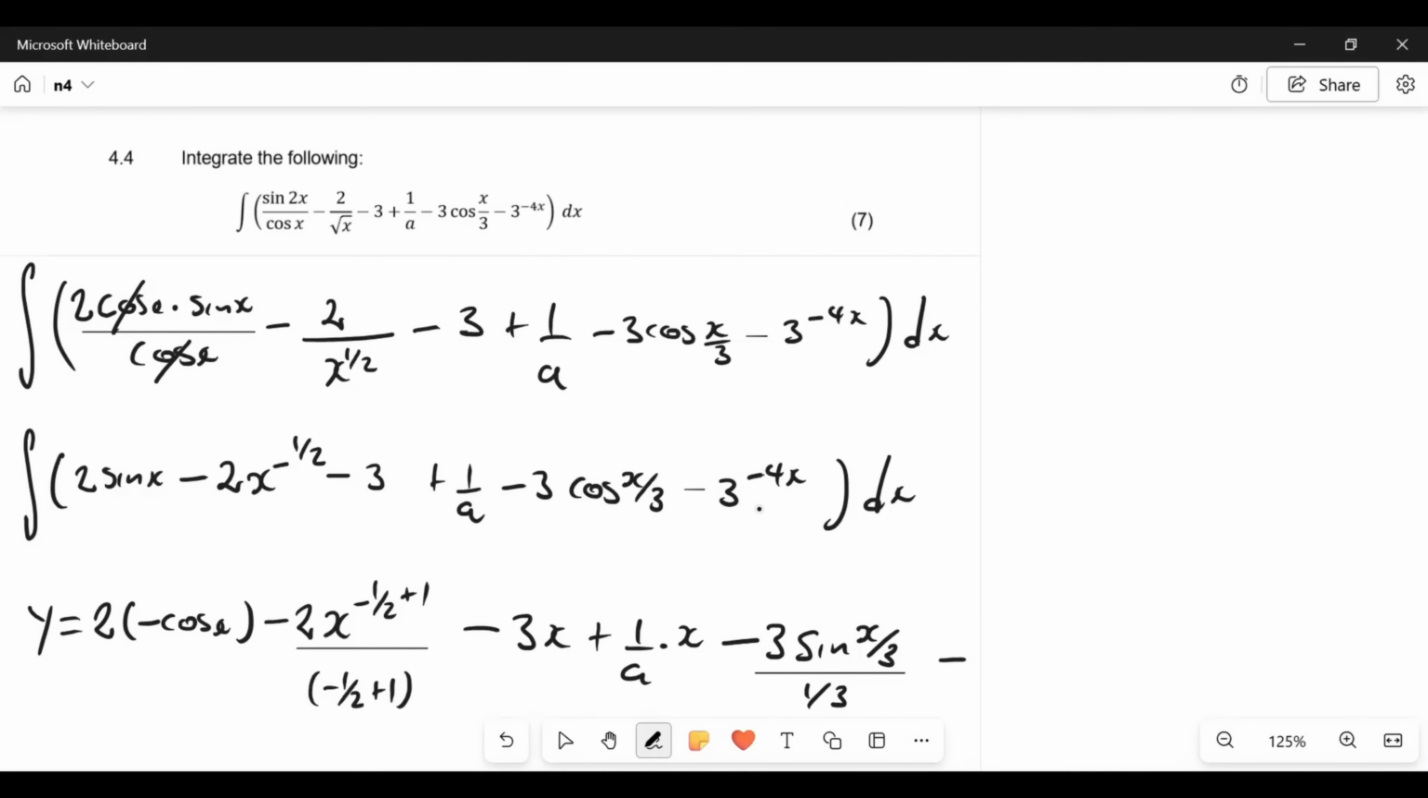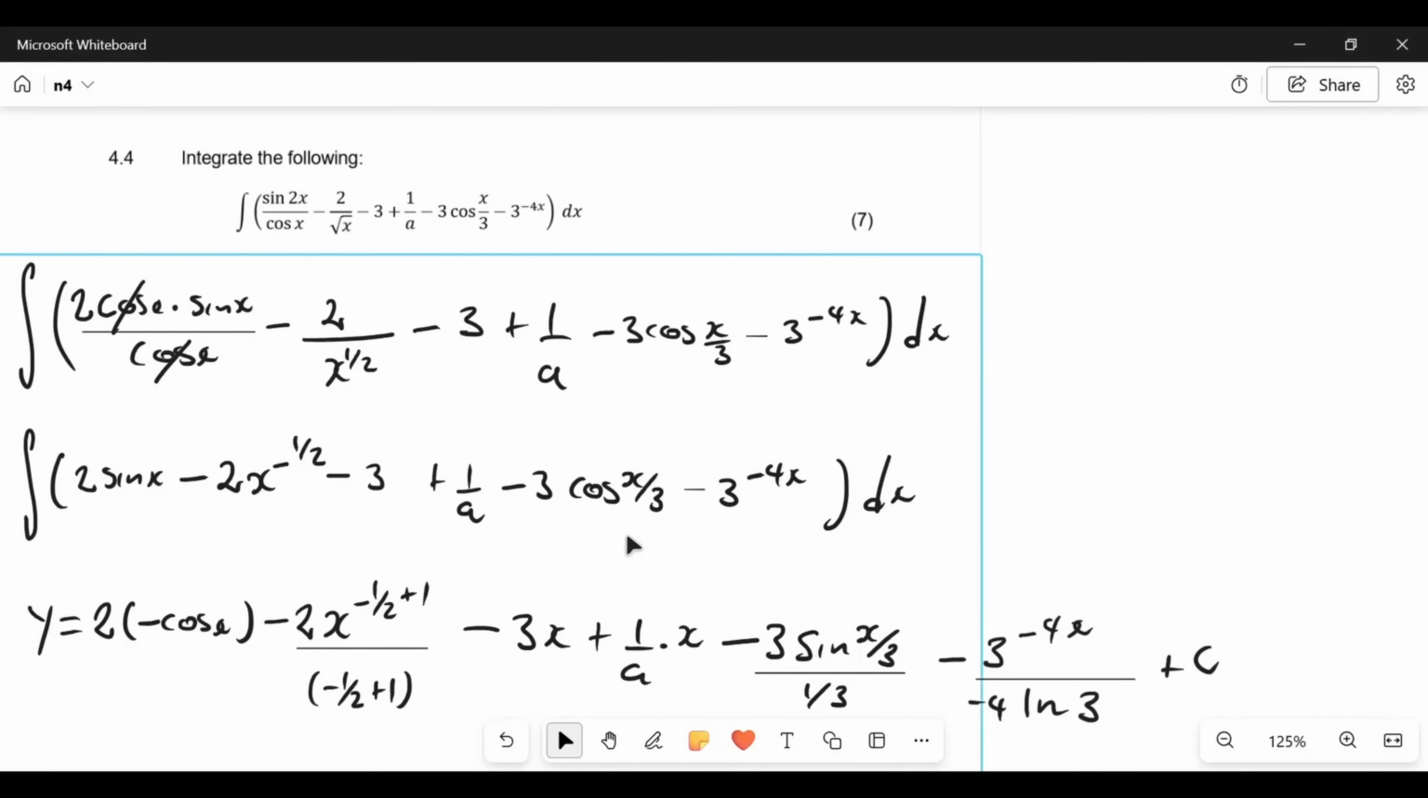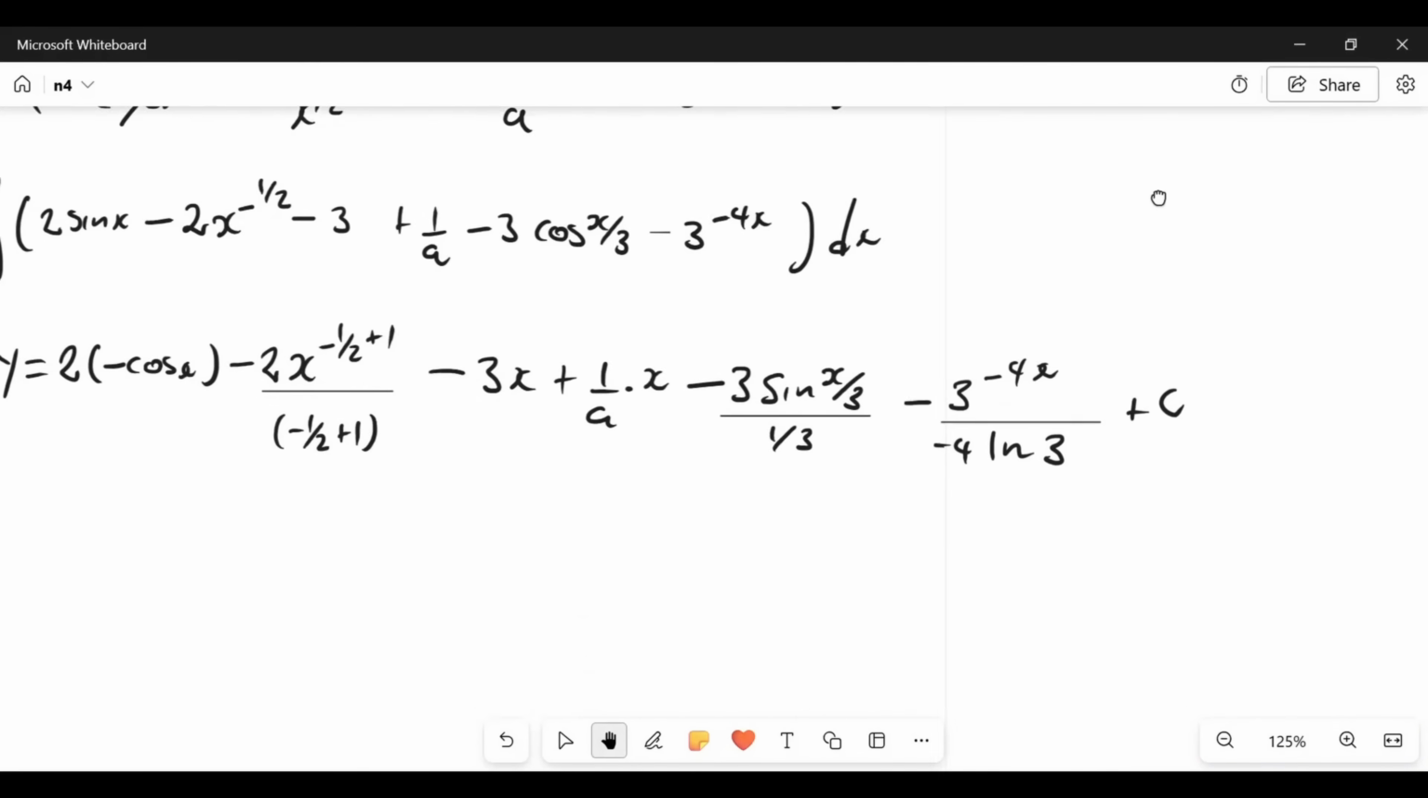So the last term here, guys, is exponential. Now, first of all, we're going to write 3 to the power of negative 4x. And then we have to divide by the coefficient there, which is going to be negative 4. And then ln 3 plus c. So this here, guys, is the integral of all these terms here. So we need to create space so that you can simplify them further.